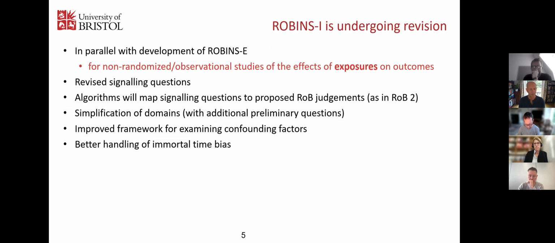The published version, of course, is a bit old, and as with all of these tools, we recognize that things can always be improved. We have been working for some years on both extending Robins-I to address more than the follow-up cohort studies that the published version focuses on, and also updating the central cohort version of the tool.